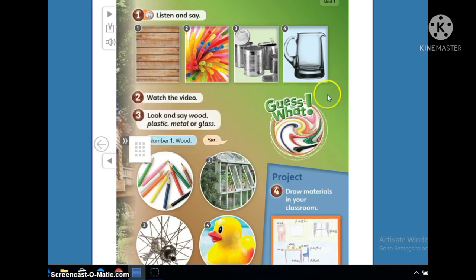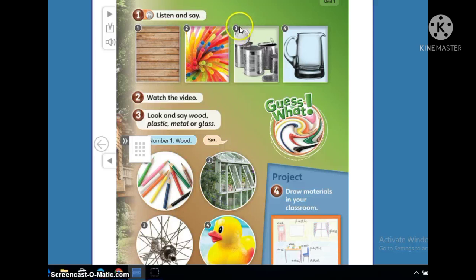That's it. Okay, so look at picture number 1. Picture number 1 comes from wood. Everybody say wood. Yes. Now look at picture number 2. Straws come from plastic. The things that we always use to drink come from plastic.